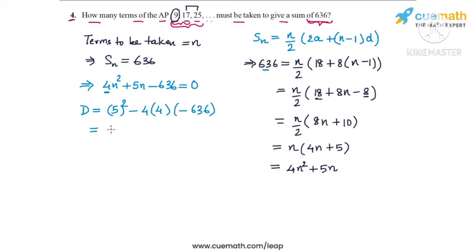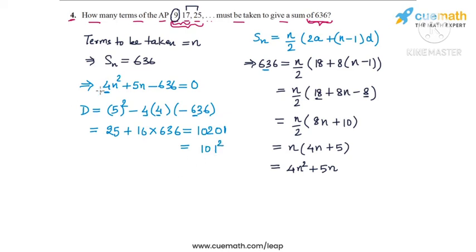So 5 square is 25, and we get minus 4 into 4 into minus 636, or plus 16 into 636. So you can check that the value of this expression is equal to 10,201, and this is the square of 101. So D is a perfect square. D is the square of 101.